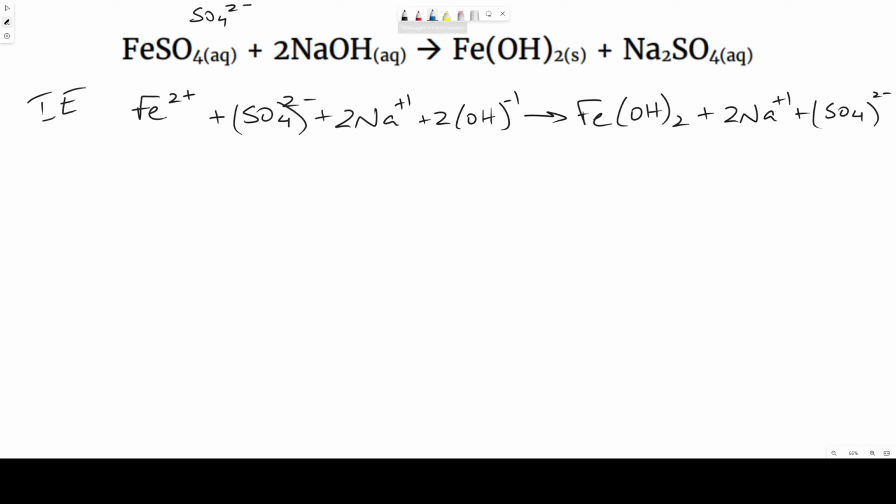So now to find our net ionic equation, I'll put that in blue. To find the net ionic equation, we have to cancel out all the spectator ions. Now, what are the spectator ions here? I can see that there's Na plus 1 here, so I can remove that. I can see that there's SO4 because they're the same on both sides. They're the same on the left-hand side as they are on the right-hand side. So therefore, they are considered spectator ions. You can imagine they're not involved in the reaction itself.